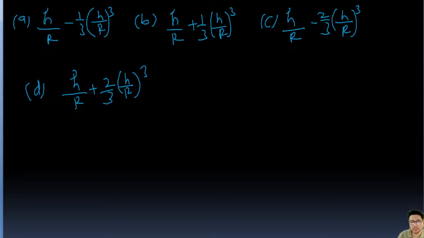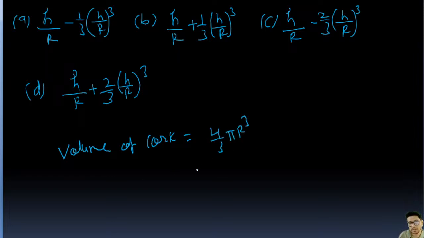So first, what we are going to do is find the volume of the cork. Very good question, guys. The radius is given, and because it's spherical, the volume is 4 by 3 pi r cube, right?